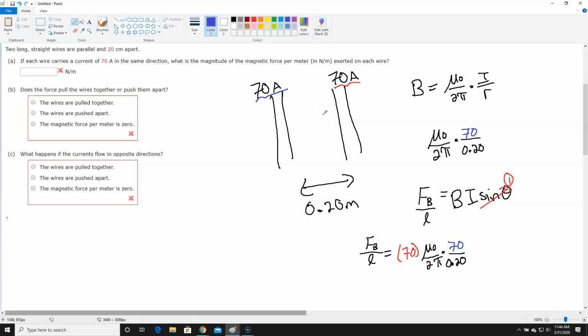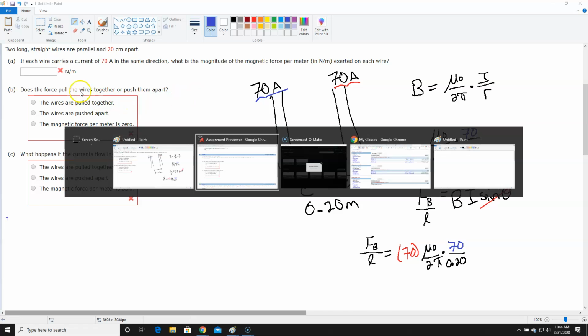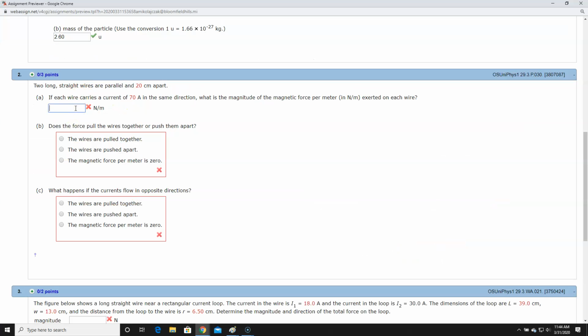After some happy fun calculations, I got 0.0245 newtons per meter. Let's go ahead back into WebAssign, enter 0.0245, and check that one out. And it's wrong.